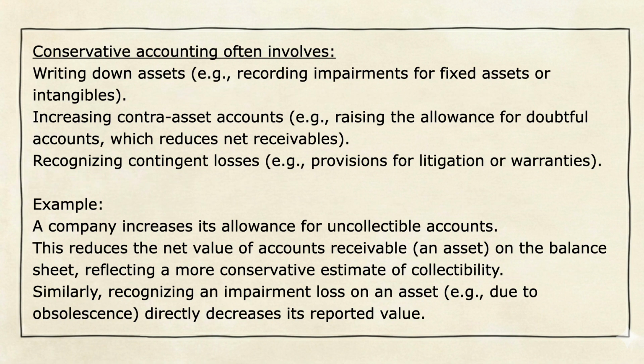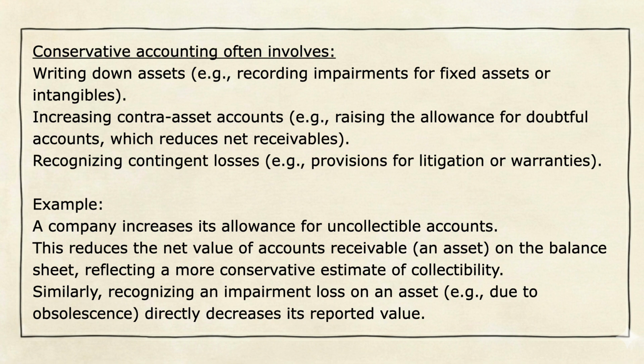When it comes to conservative accounting, you might see writing down assets, like when you record a loss for something like a fixed asset or an intangible. Boosting contra-asset accounts, such as increasing the allowance for doubtful accounts, which lowers the total amount of money you expect to get back from customers. Acknowledging potential losses that might happen, like setting aside money for a lawsuit or a warranty.